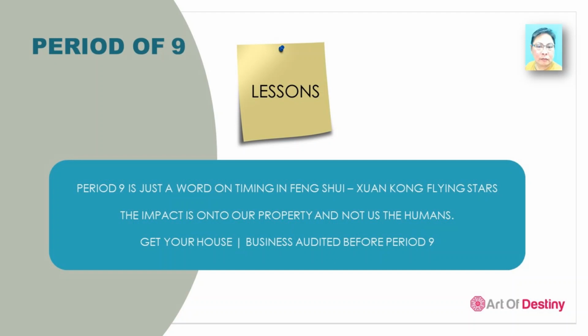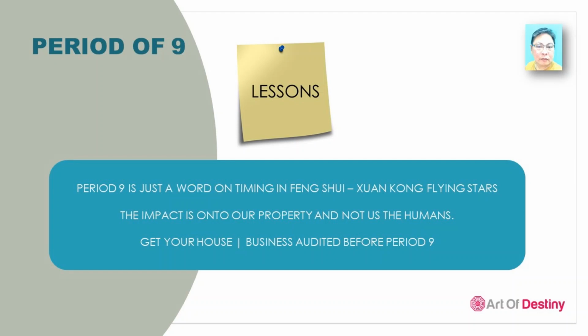It only affects us through the property, meaning if you have a good feng shui house or good feng shui shop or good feng shui factory, then you will enjoy the good energy there. So indirectly it will affect us through the property. The period itself doesn't really affect us directly, but the period affects the property, and the property will directly affect us. So the effect of the period onto us is not a very direct one. It's very indirect, through the property. Okay, so that's the key thing.